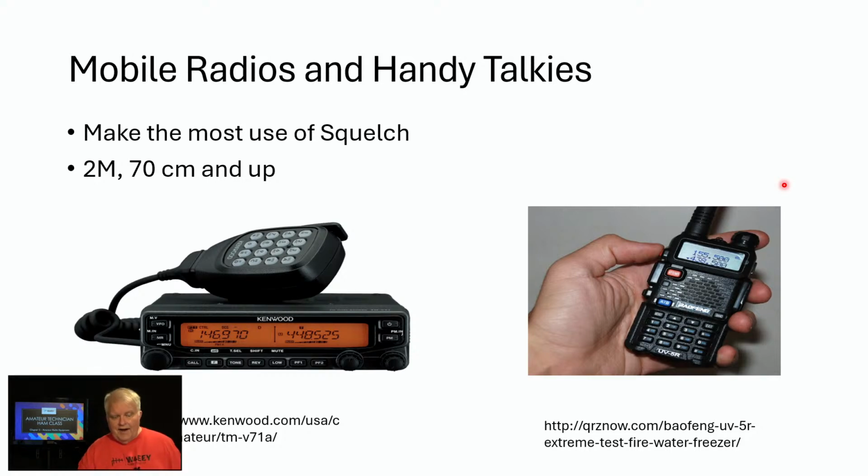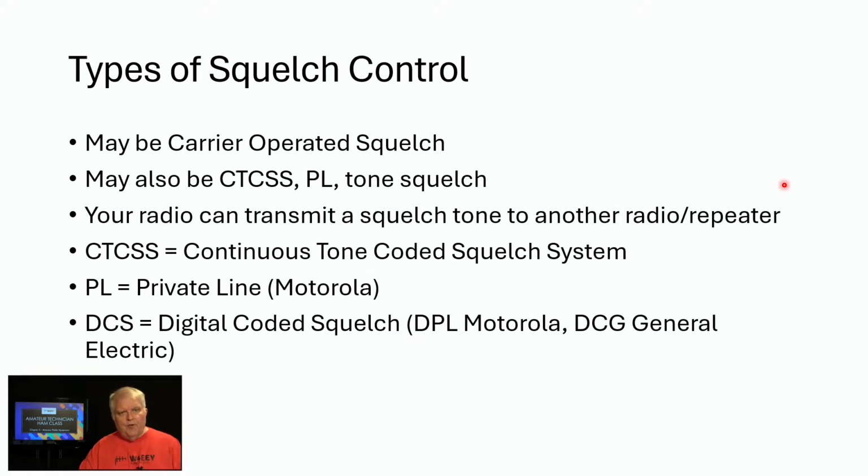So I mentioned that there are different kinds of squelch. Carrier-operated squelch will open up whenever there's a radio signal on frequency. There's also CTCSS, PL, and tone squelch, which is the name for transmitting an additional subaudible tone along with your voice. Some radio repeaters require this for access. This is what it stands for, Continuous Tone Coded Squelch System. Motorola called it Private Line, or PL. And there's others, the Digital Coded Squelch from Motorola.